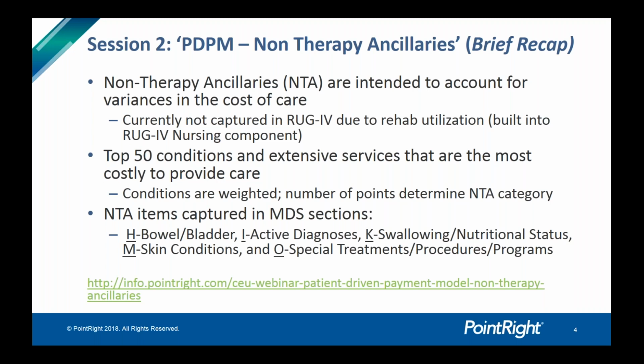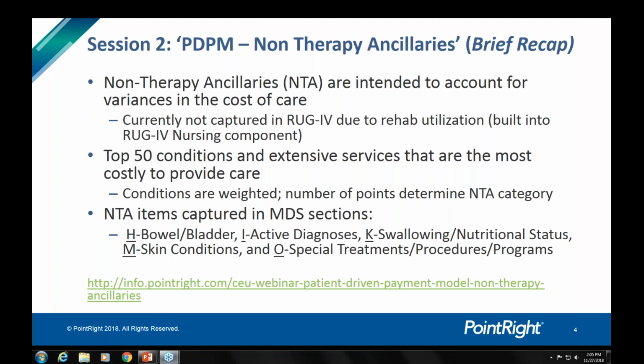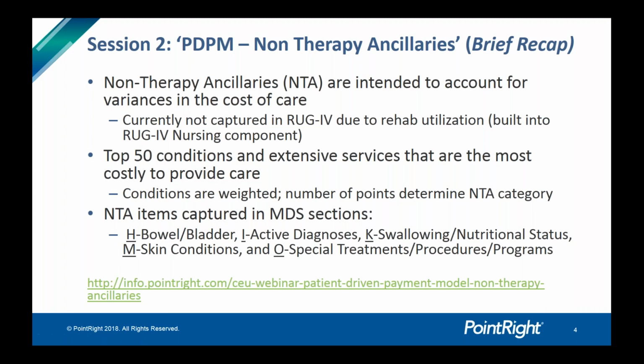And then when you figure out a resident's NTA classification, the number of points based on the number of conditions that resident has determines what NTA category bucket that reimbursement will go into. And the NTA items are captured on multiple sections in the MDS. We're looking at bowel and bladder, diagnoses, swallowing and nutritional status, skin conditions, and special treatments and procedures. So lots of information is baked into that non-therapy ancillary and a lot of moving parts.